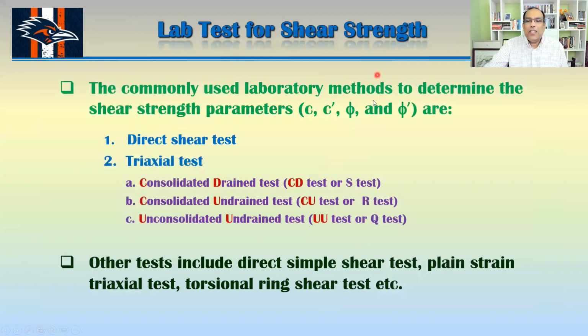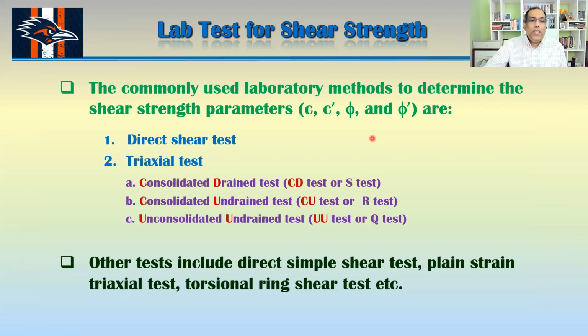Now, lab test for shear strength: how can we find out the soil strength in the lab? The most commonly used laboratory methods determine the shear strength parameters of soil, which are c, c prime, phi or phi prime. c means the total cohesion, c prime is the effective cohesion, phi is the angle of internal friction in terms of total stress, and phi prime is the angle of friction in terms of effective stress.